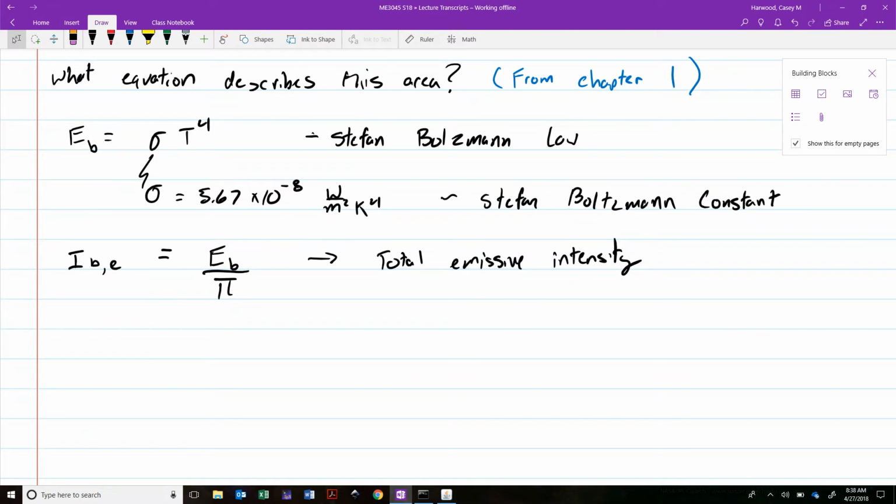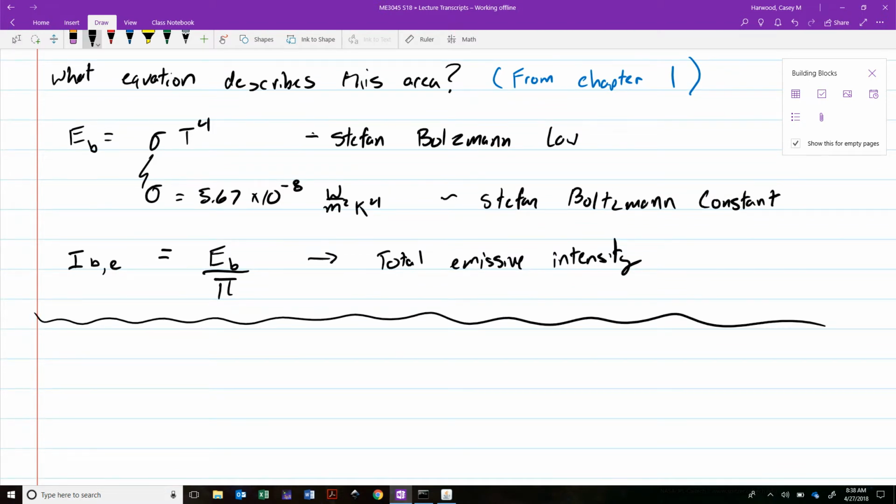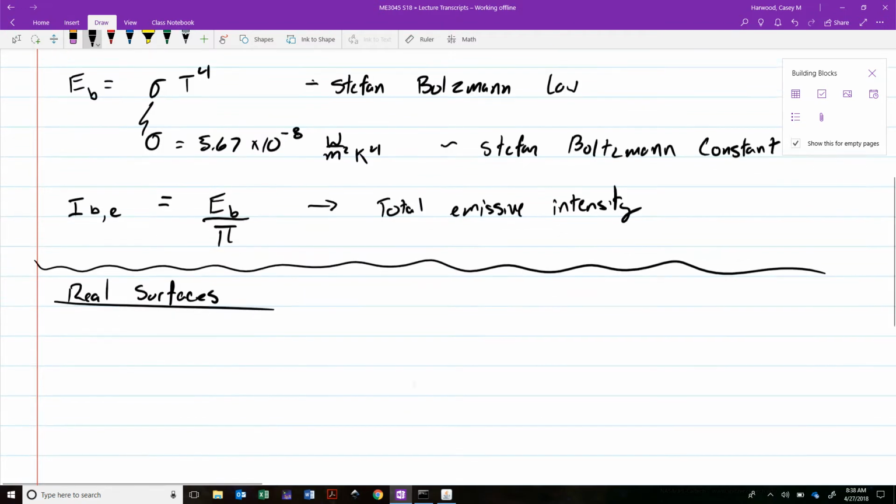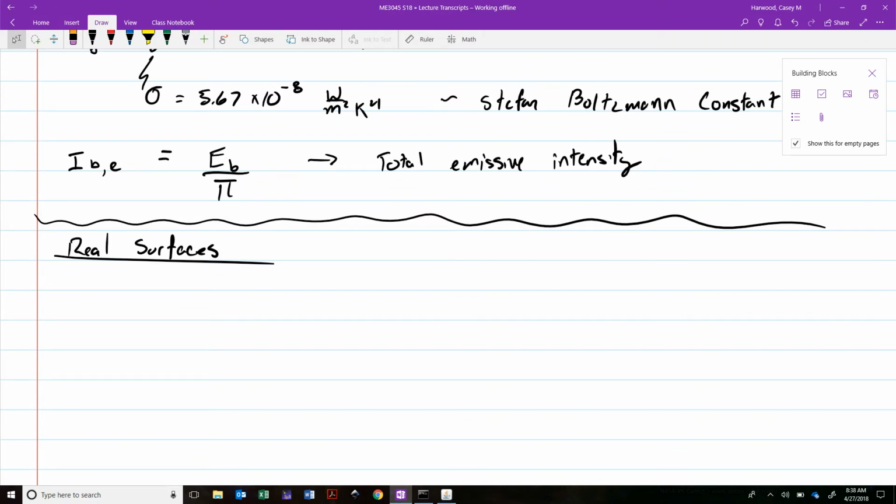Okay. So here is where we started. That was the black body, the perfect ideal emitter. What we want to talk about now is how real surfaces behave. And by real surfaces, I mean anything that is not this idealized mathematical abstraction.